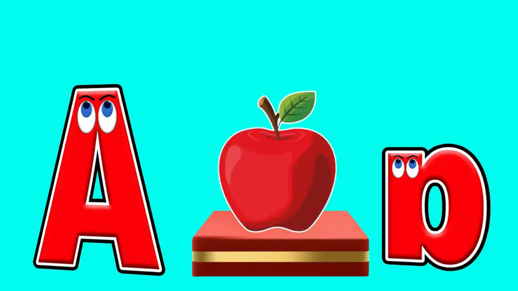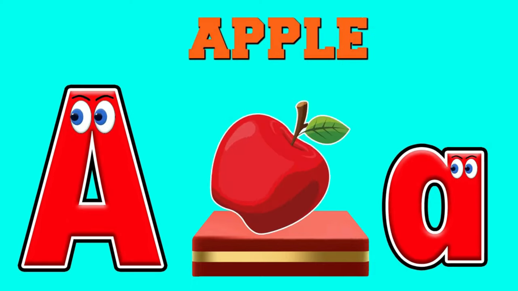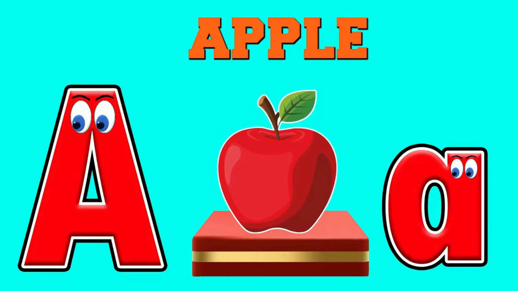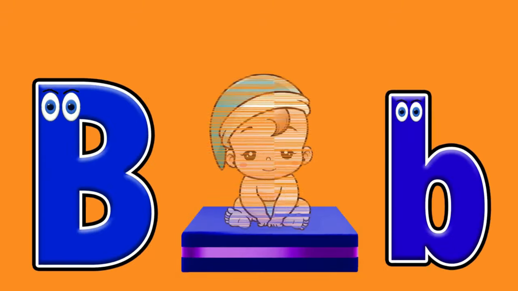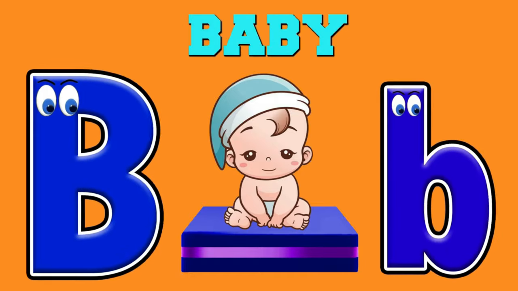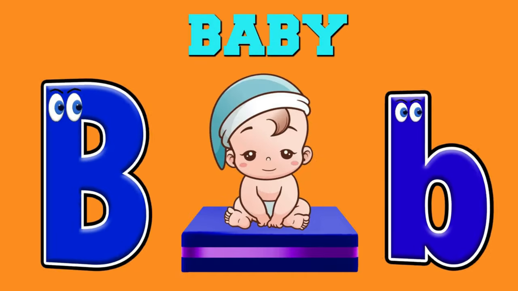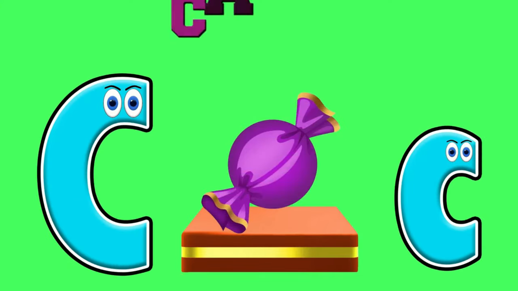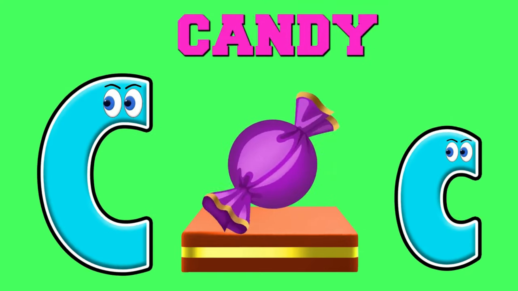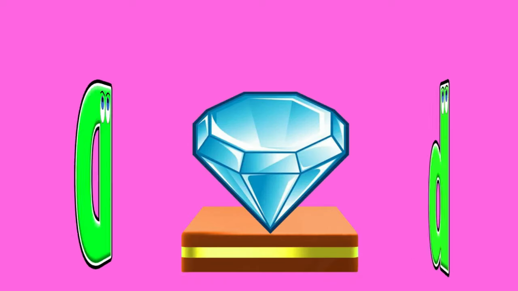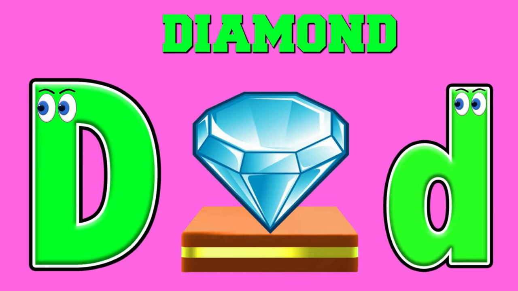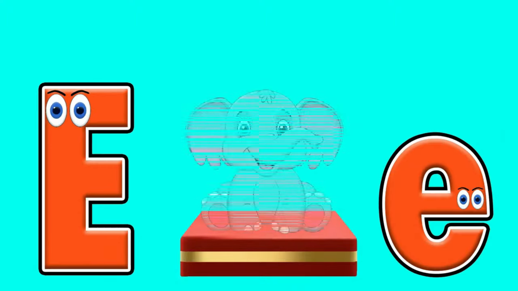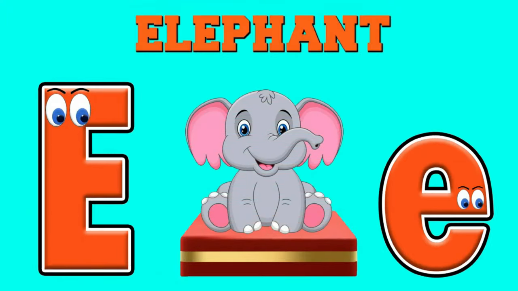A is for apple. Apple. B is for baby. Baby. C is for candy. Candy. D is for diamond. Diamond. E is for elephant.